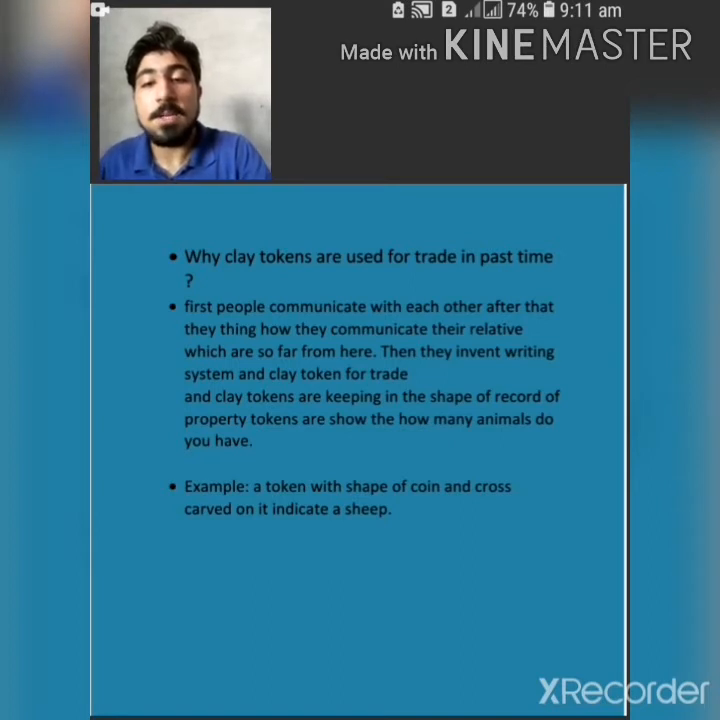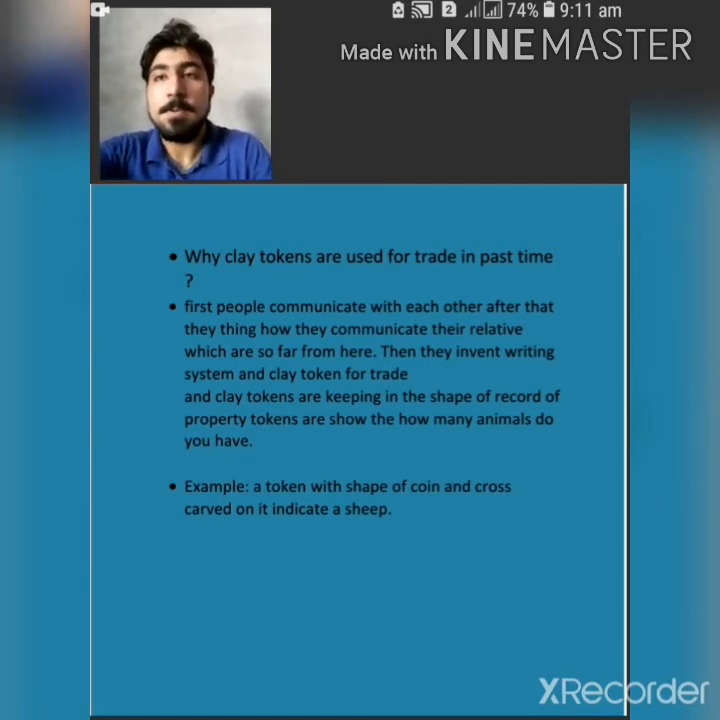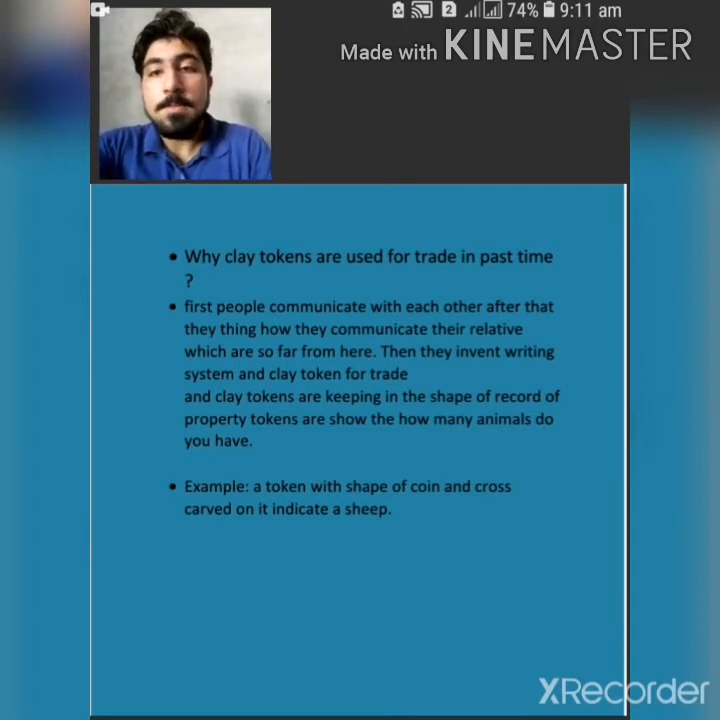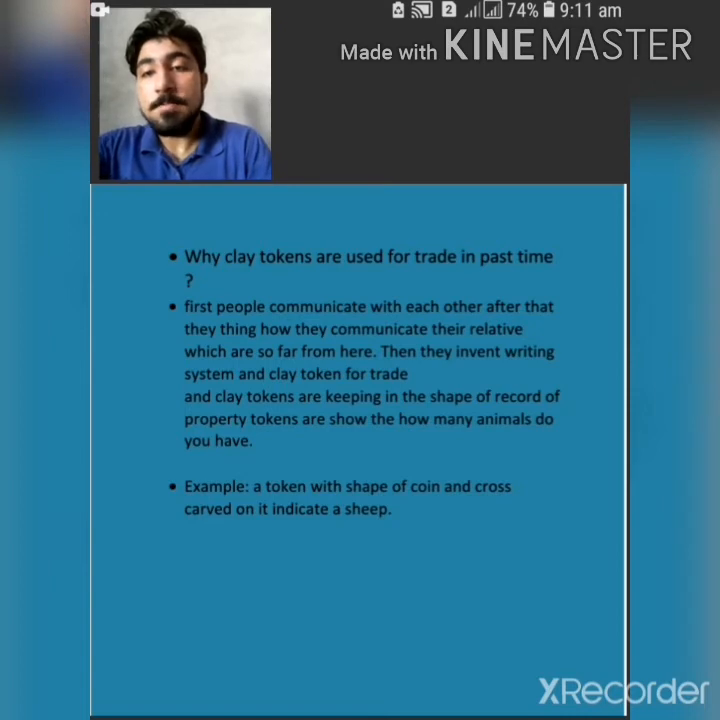So these tokens are used for trade. Example: a token with the shape of a coin and a cross cut on it indicates a sheep. How many measures of grain does your neighbor owe you? For example, your neighbor takes something from you. After that, they return it to you. Then how do you come to know which grains I gave him and how many grains he returned to me?